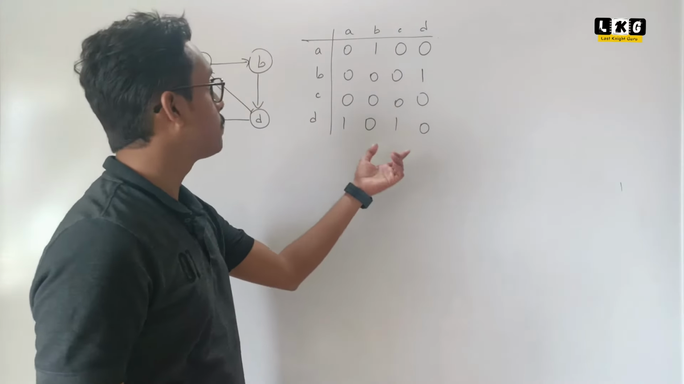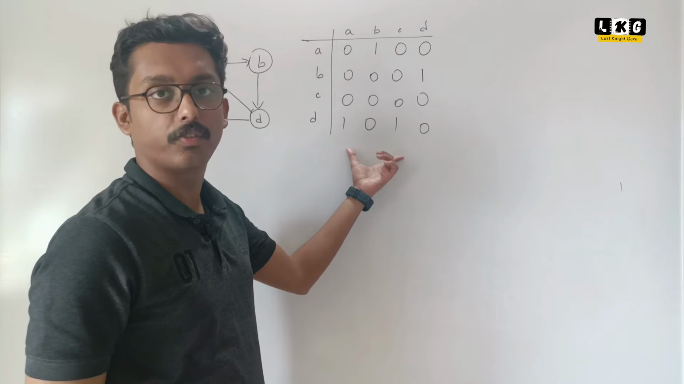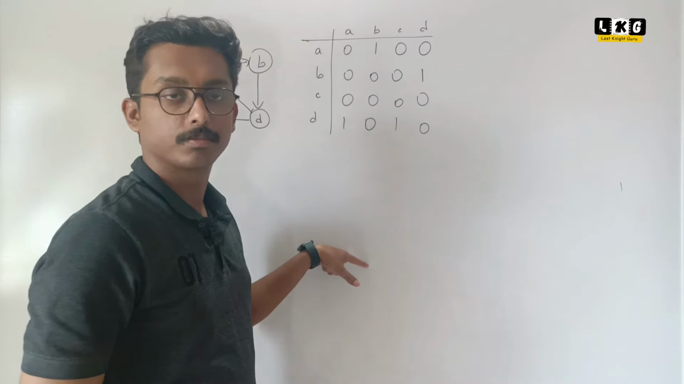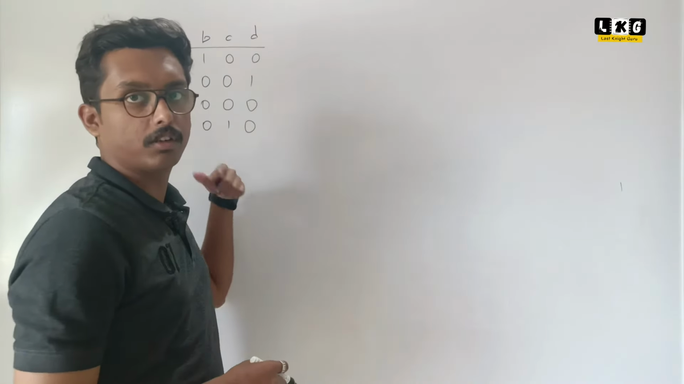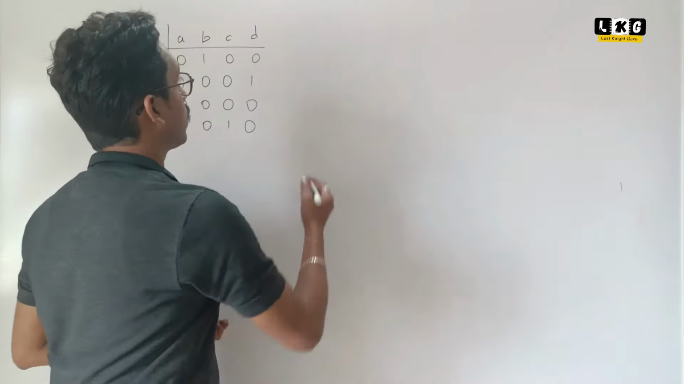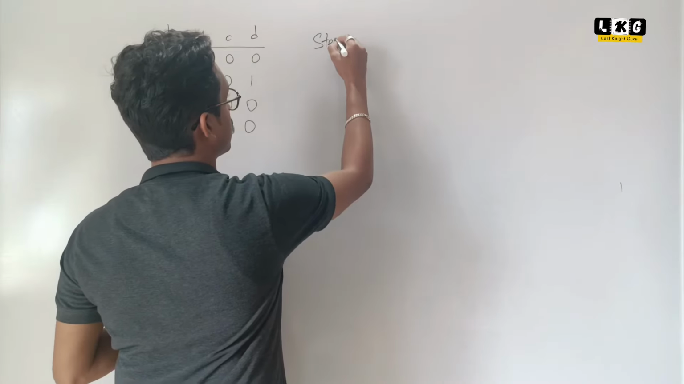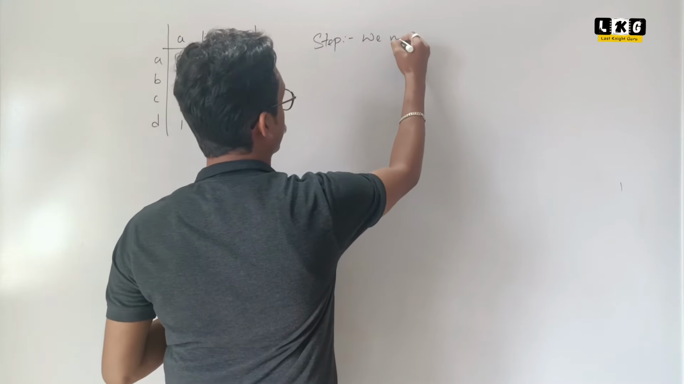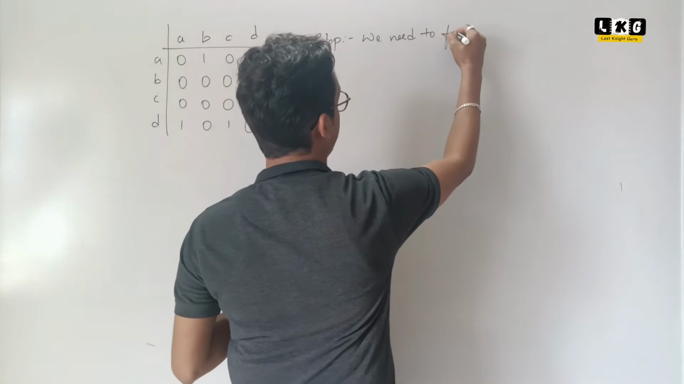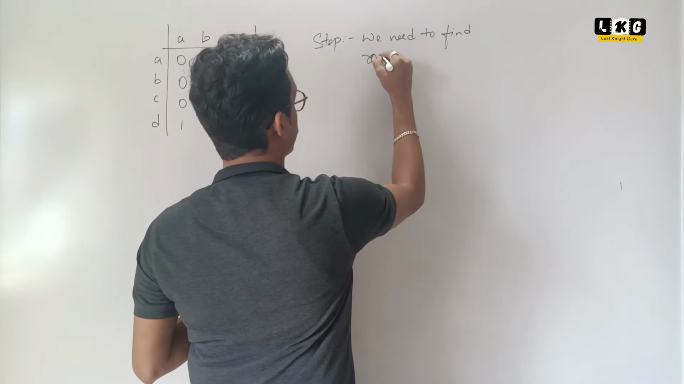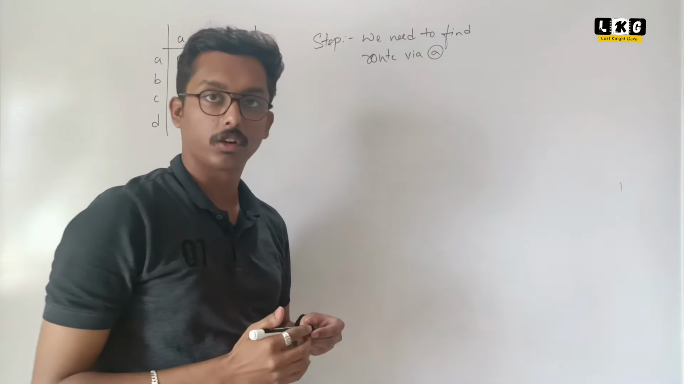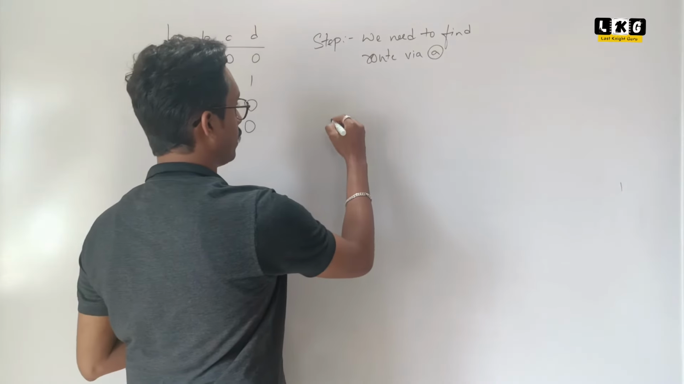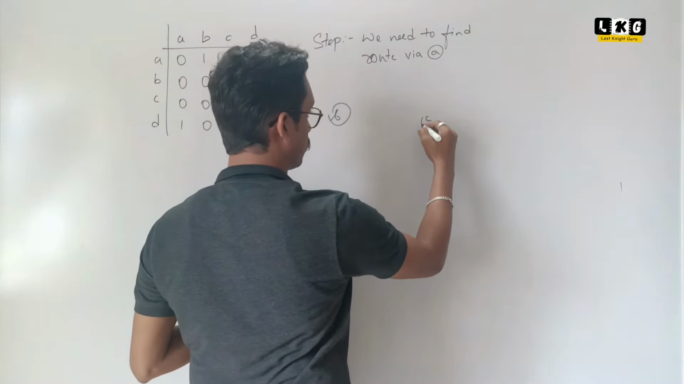With the help of this adjacency matrix, we are going to find the next matrix. So the next step is we need to find the route via A. What does this via A mean? See, for example, there is some node B and there is some node C.